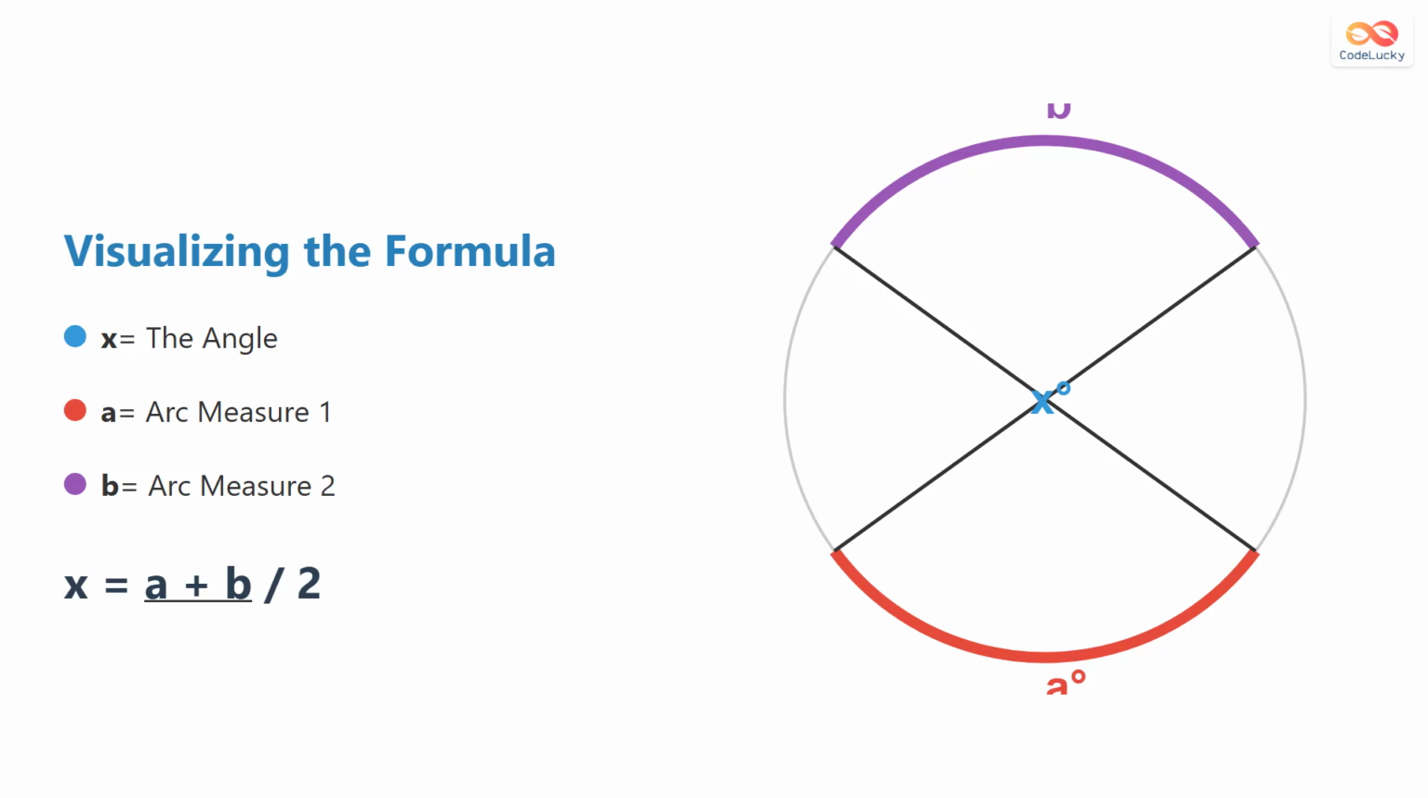Let's look at this visually. If we call our angle x and the 2 intercepted arcs A and B, our formula is simply x equals (a + b) / 2. It does not matter which pair of vertical angles you choose, as long as you use the arcs that open up to those specific angles.